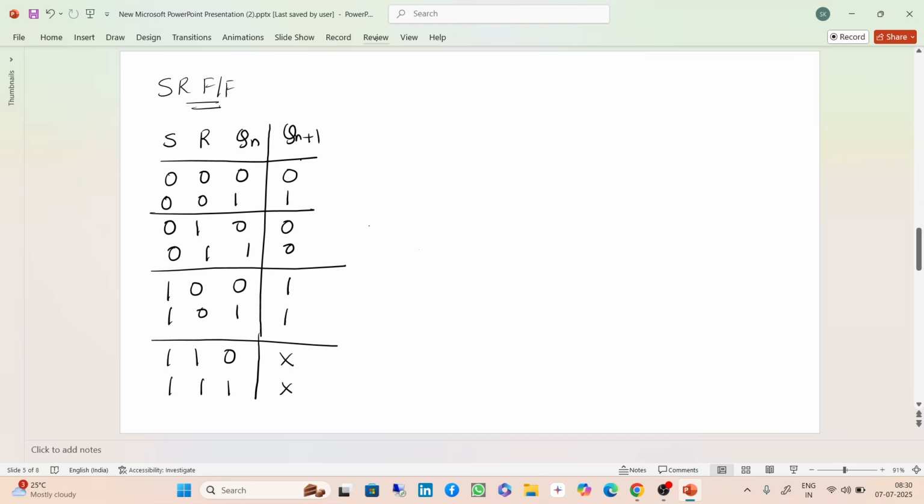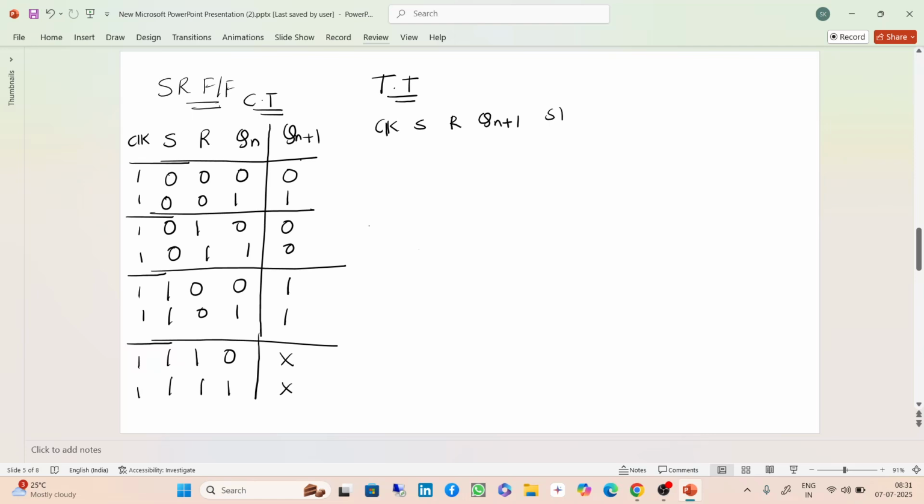How to draw the truth table? Here the clock is also there. When the clock is 1, it will be activated. When the clock is at a negative edge, it will not be activating. So you can write the clock, and then the Qn plus 1 state.